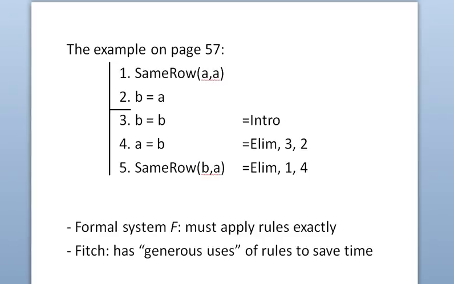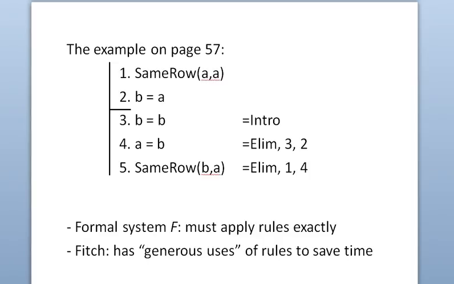Then finally, we use line 4. Line 4 lets us go back to line 1 and substitute B for A in line 1. So we're going to substitute B for the first A in line 1, just because that was the goal of this proof that the authors gave us. We wanted to prove same row BA, that B is in the same row as A.